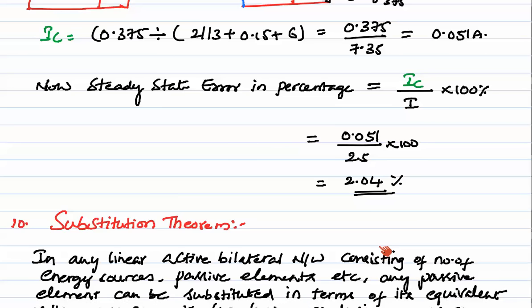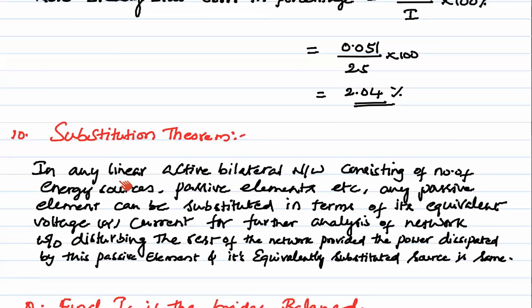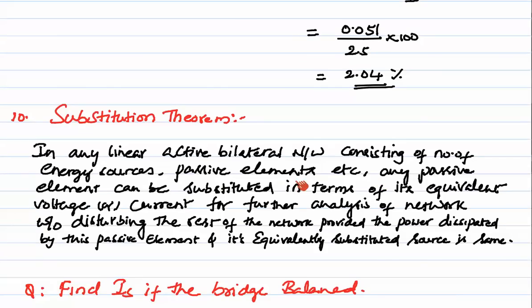And the last theorem of the session is the substitution theorem. In any linear active bilateral network consisting of a number of energy sources, passive elements, etc., any passive element can be substituted in terms of its equivalent voltage or current for the further analysis of the network without disturbing the rest of the network, provided the power dissipated by the passive element and its equivalently substituted source is the same.